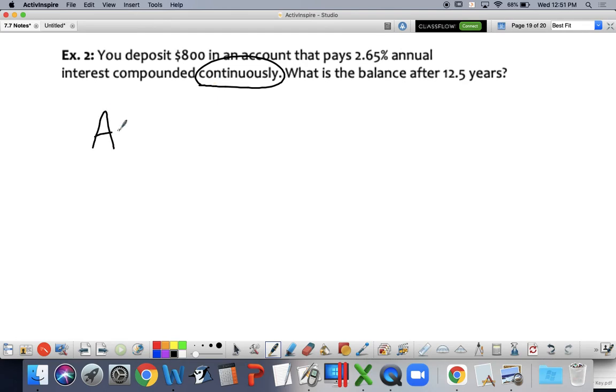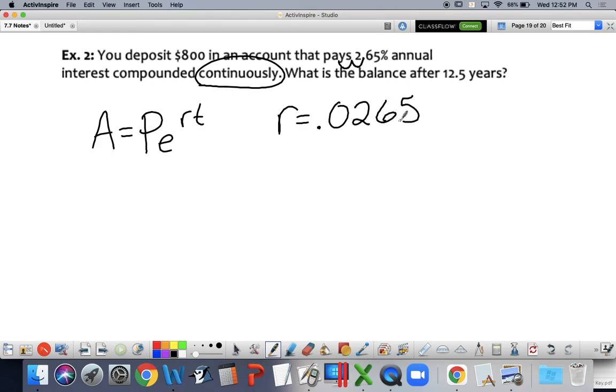So we've got our P e to the r t, PERT. What is our interest rate? 2.65, which I have to rewrite as a decimal: 0.0265, because I've got to move my decimal over 2 places when we're talking about percentages. What is the time? They give us the time: 12.5. This one's going to be a little bit easier to evaluate. And I'm depositing P, $800, into the account.